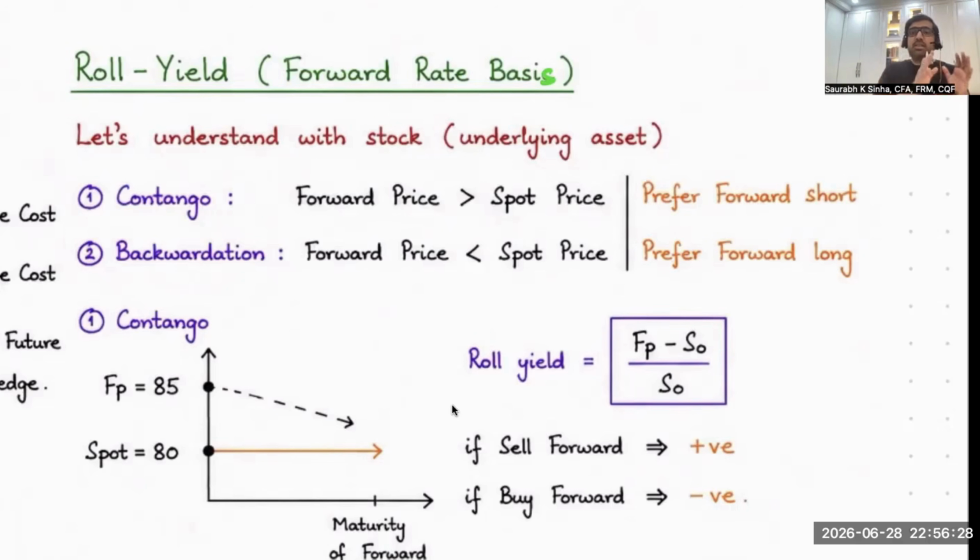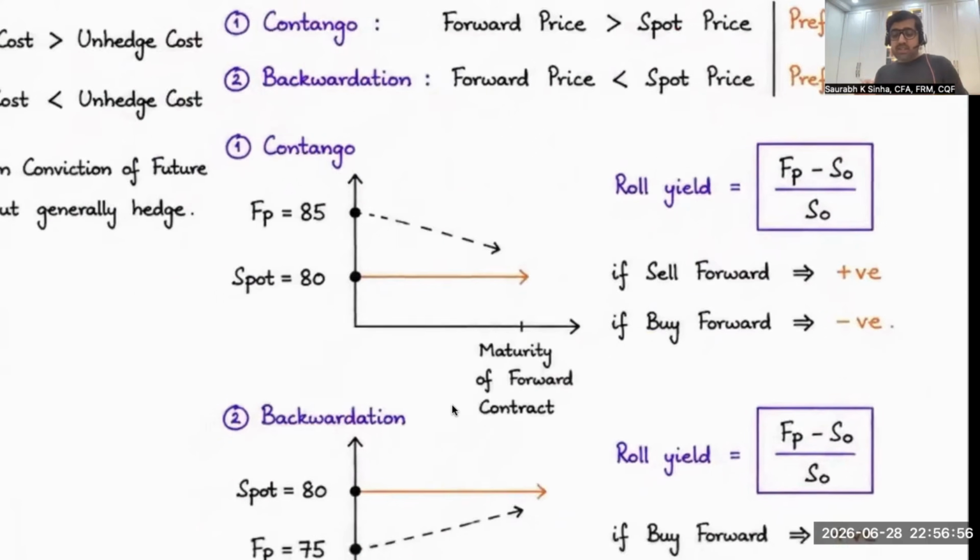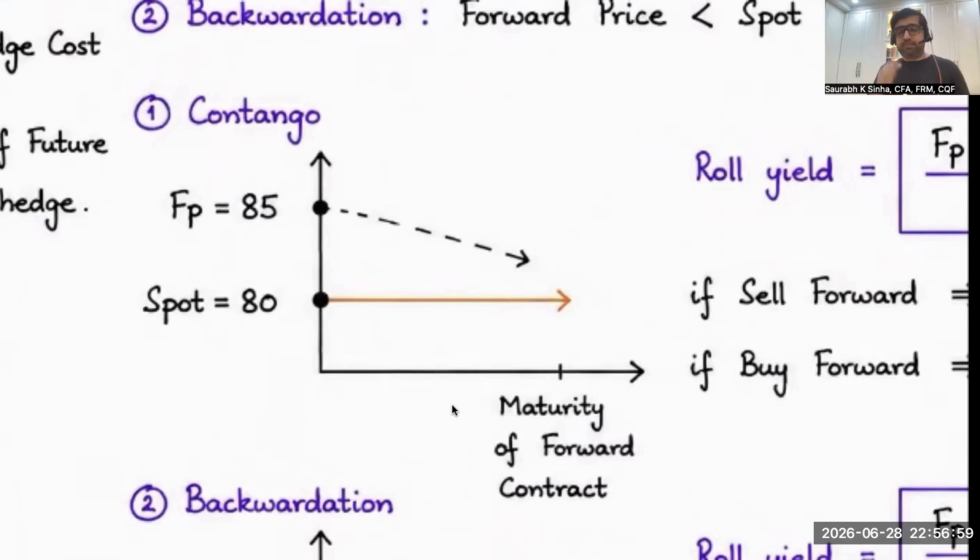If the market is in contango, we will always prefer to sell in the future or forward contract, prefer to short the underlying asset in the future or the forward contract. Why? We'll discuss it. If the market is in backwardation, when the forward price is less than the spot price, we always prefer to go long in the future or the forward contract. Why? We'll discuss it. So let's see contango and backwardation.